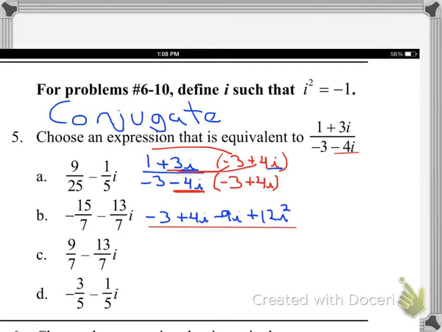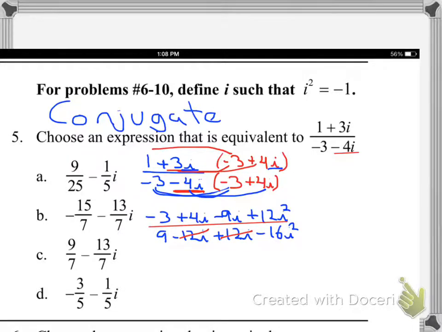On the denominator, we have negative 3 times negative 3 is positive 9. Negative 3 times 4i is negative 12i. And now we're going to distribute that negative 4i to them both. Negative 4i times negative 3 is positive 12i. And negative 4i times 4i is negative 16i squared. Don't forget about your square. On the denominator, these i terms should always cancel out.